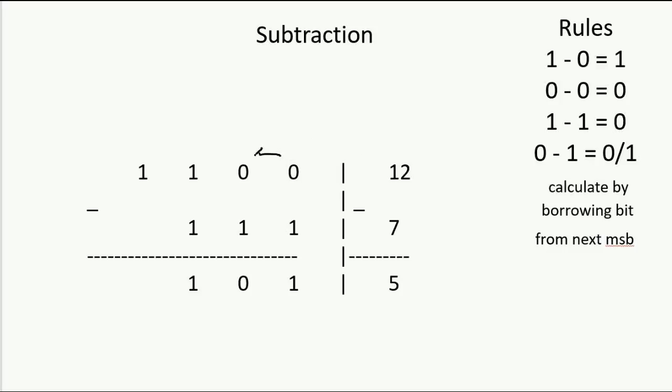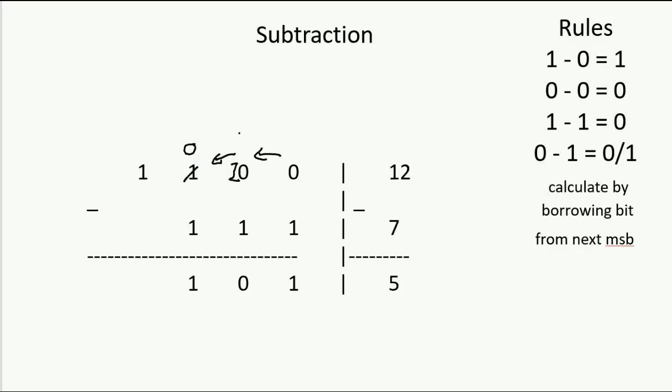you need to borrow that number from the next bit. Here also we have a 0, so we need to borrow the bit from the next bit. So if you borrow this number from this next bit, here it becomes 0, and that borrow came over here.